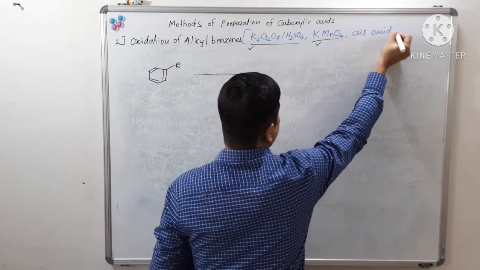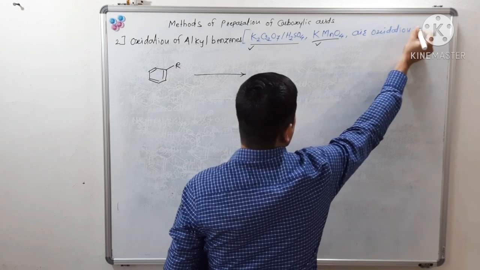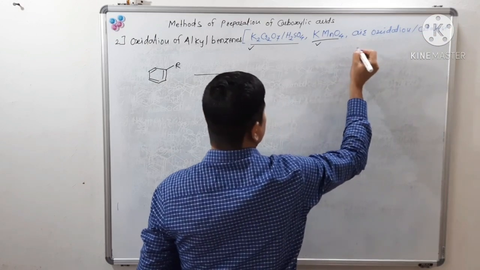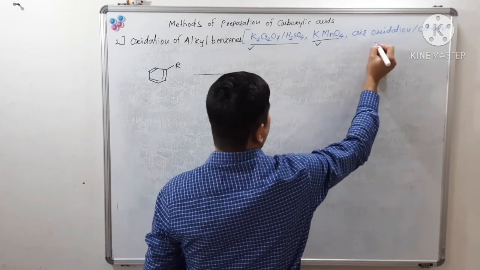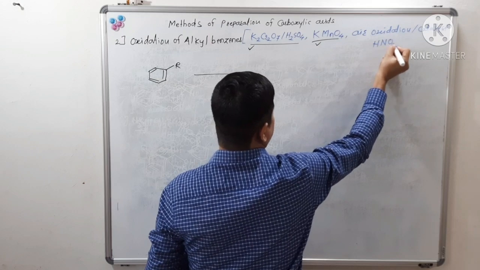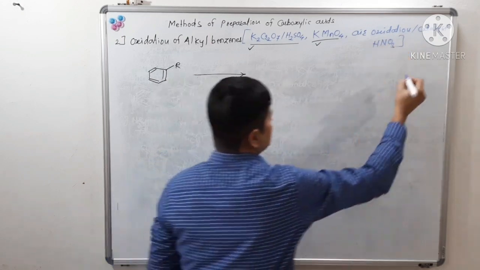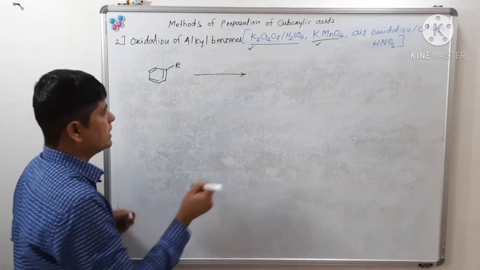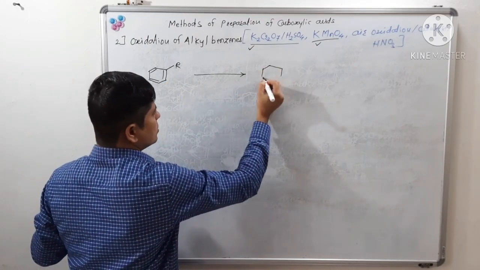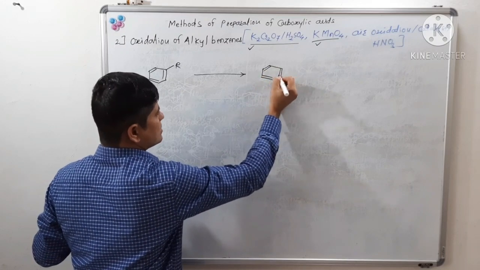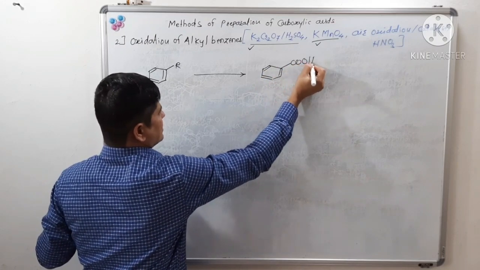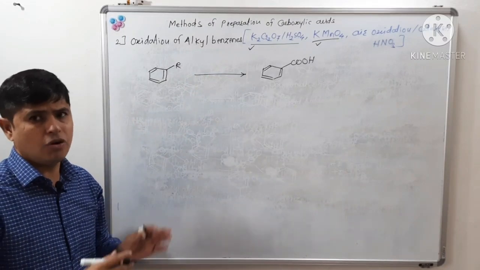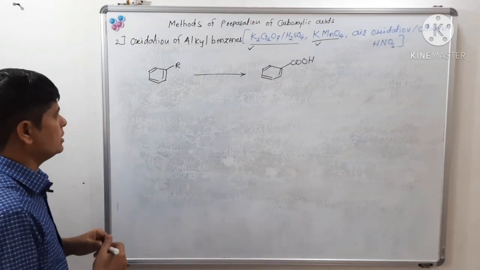Air oxidation in presence of a suitable catalyst. And here I have written just nitric acid. So by using this type of oxidizing reagent, this alkyl benzene will get converted into the corresponding carboxylic acid. So we can use any one of these reagents to oxidize alkyl benzene into the corresponding carboxylic acid.